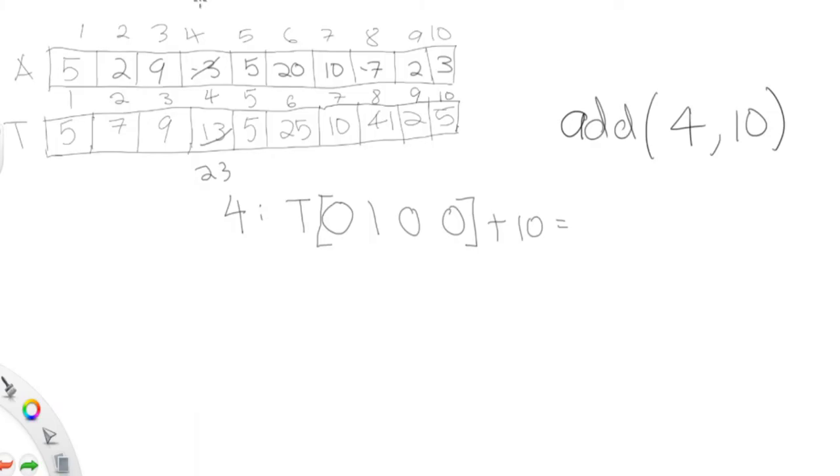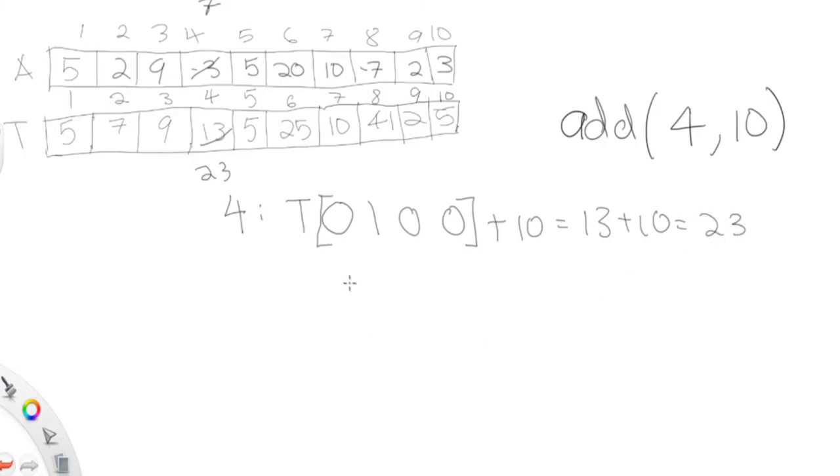Make this become 7. So -3 has now become 7 because we're adding 10. 10 plus -3 is 7. And t at 4 now becomes 23 because we added 10. t at 4 is 13, and then we plus 10, which gives us 23.